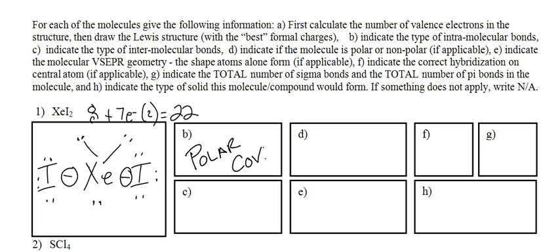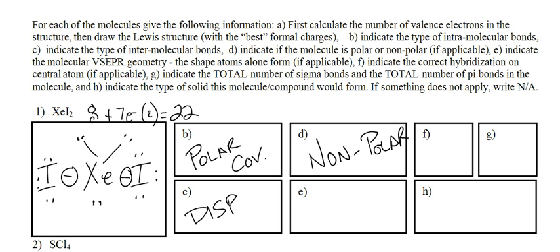Part C says indicate the type of intermolecular force. So is this a polar or nonpolar compound? We probably should have asked that question beforehand, which is part D. Looking at this shape, this is a linear shape with the 3 lone pairs around the central atom. So this is a nonpolar compound. So the type of intermolecular forces that we're going to have for this, there's only one choice: dispersion. All nonpolar compounds have dispersion forces.